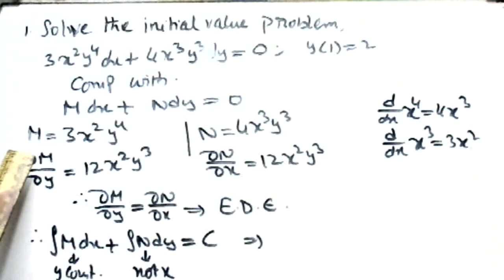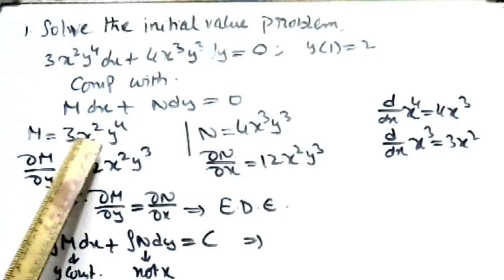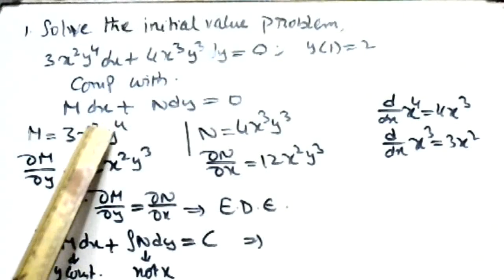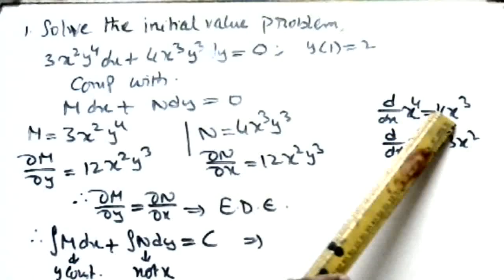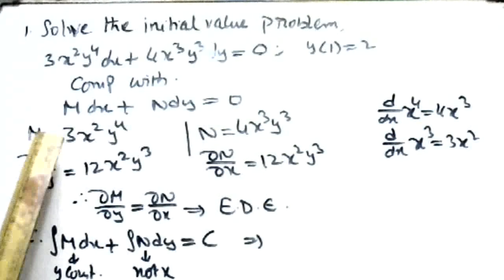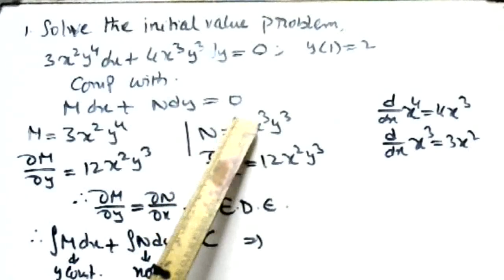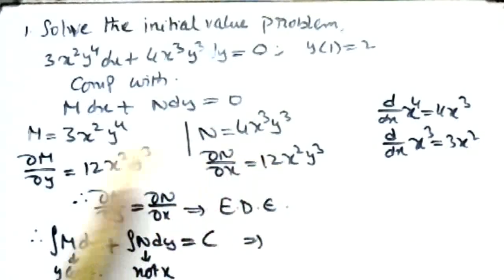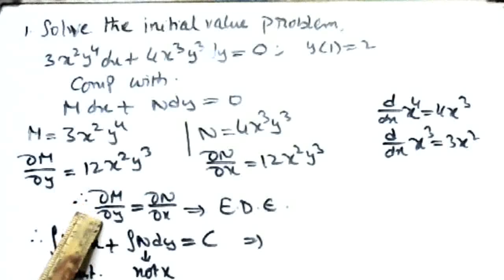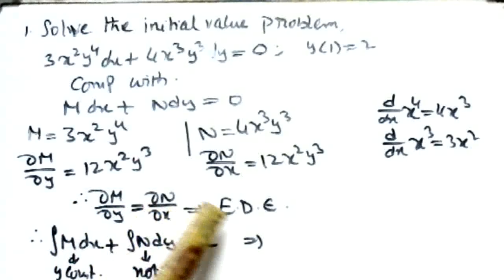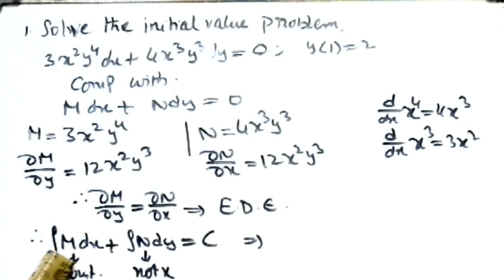Now first we see whether it is exact or not. For that we have to differentiate M partially with respect to y. Dou M by dou y: d by dy of y power 4 is 4y cube. If we bring 4 here, 4 threes are 12y cube. Now with respect to x, x cube is 3x square. If we bring 3 here, 12x square. So we got the same values. Therefore, dou M by dou y equals dou N by dou x. It is an exact differential equation.